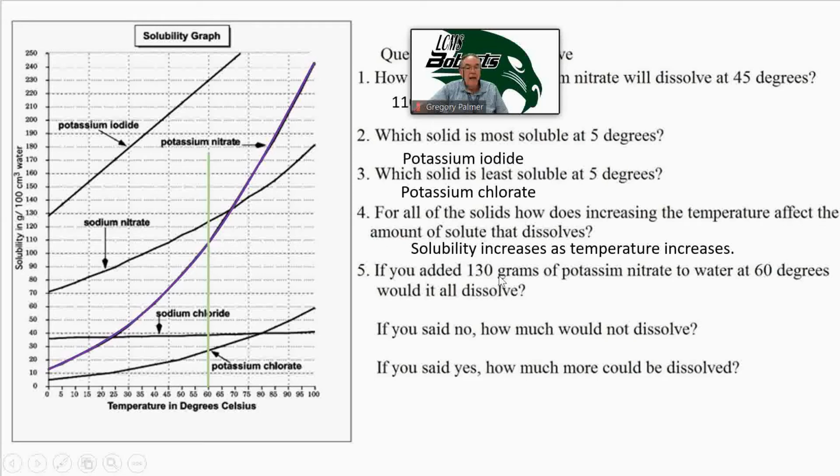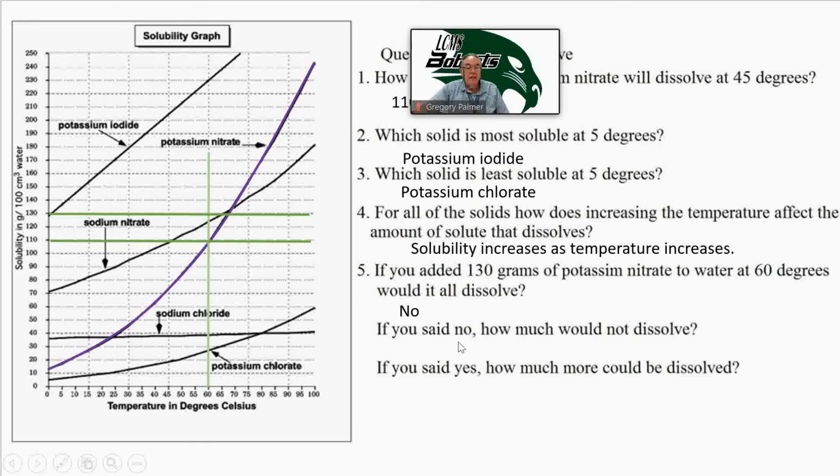And it says if we added 130 grams, so here's where 130 grams is, and where 60 degrees and 130 grams meet is here at this point. That is above the line. It's above the point where it's saturated. We said it would be saturated right here along this line at any given temperature. So potassium nitrate is saturated when it has 110 grams at 60 degrees. So this is the point of saturation right here.